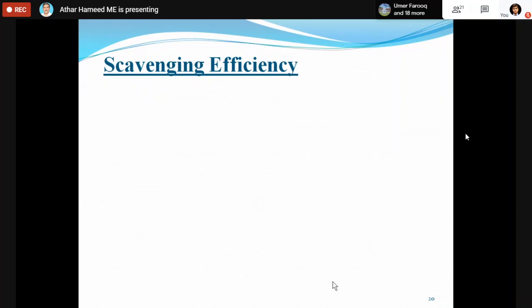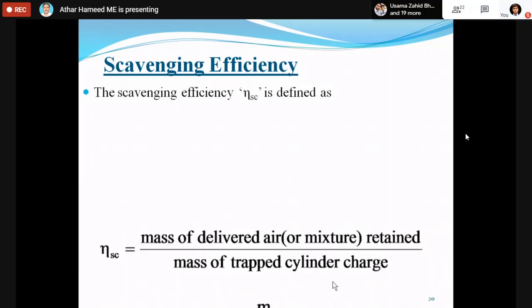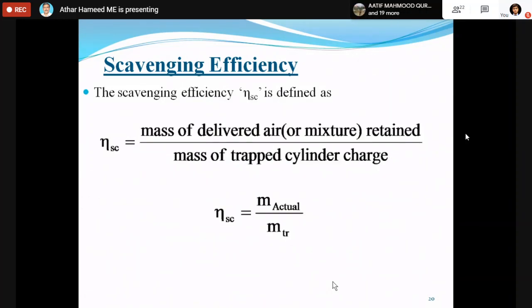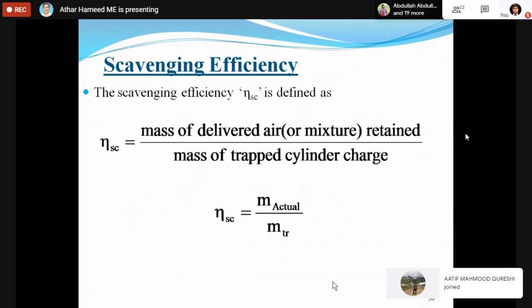Then is scavenging efficiency. I have changed it: instead of volume, I'm talking about mass now. The scavenging efficiency is defined as the mass of delivered air or mixture retained divided by the mass of trapped cylinder charge. Since I was talking about the other efficiencies in terms of mass, I thought I should convert it instead of talking about volume. I have just changed it to mass so it will be easy for you to remember these.